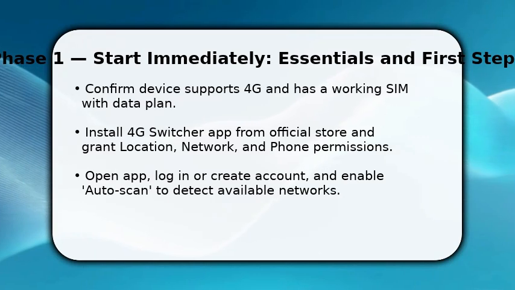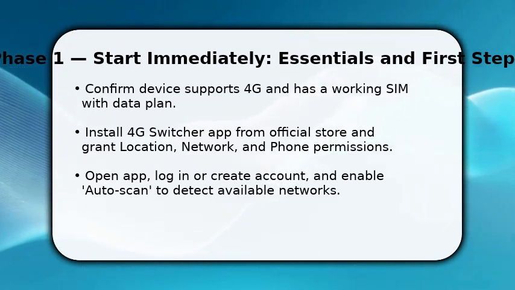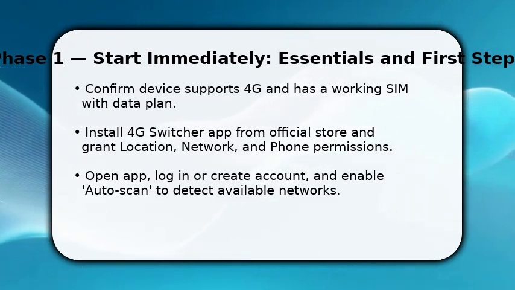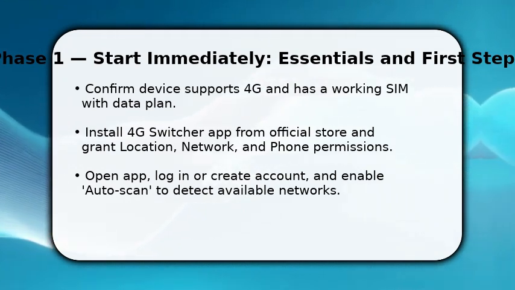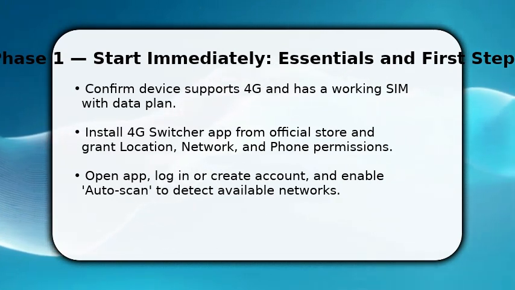You start by confirming hardware and service. Make sure your phone supports 4G and the SIM has an active data plan. Once done, install the 4G Switcher app and grant location, network, and phone permissions so the app can evaluate connections.